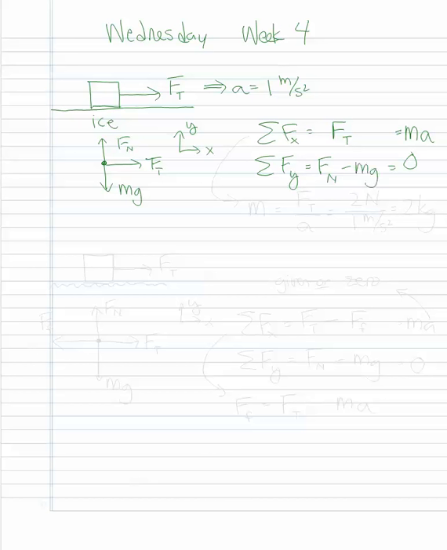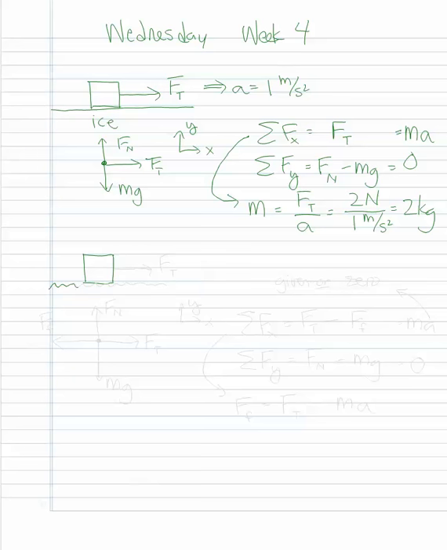Turns out that that's actually not so necessary for finding the mass, because we were told that the force of tension is, let's see, 2 newtons, and the acceleration is 1 meter per second squared, so this is 2 kilograms. Okay.